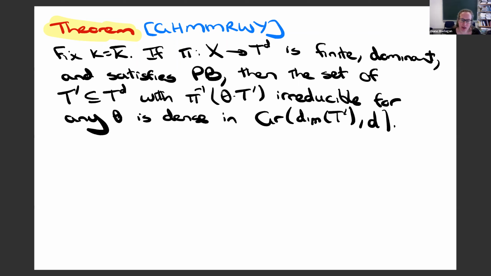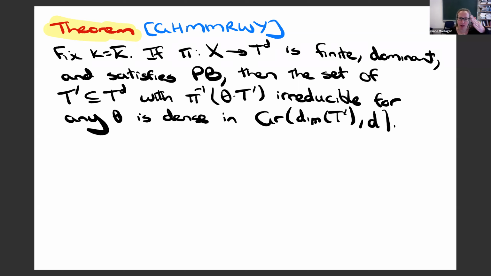So again, you can think about this as being in the same spirit as a classical Bertini theorem. I mean, how do we think about the classical Bertini theorem? We think about it as: I can wiggle the hyperplane a little bit, and I'm guaranteed that the intersection will be irreducible. And we're saying the same thing. It's dense in this Grassmannian.